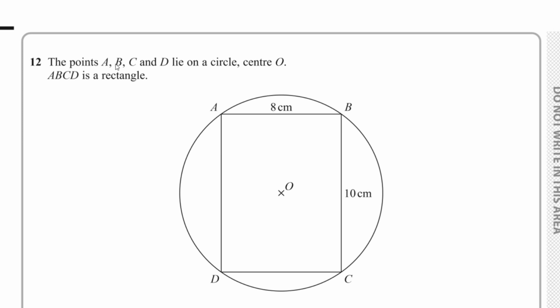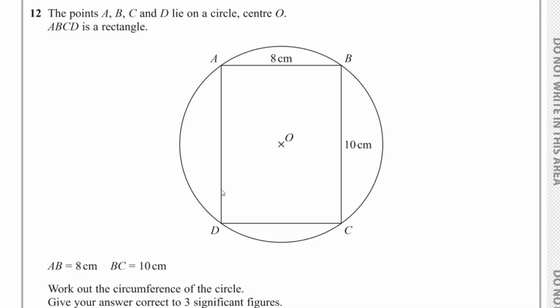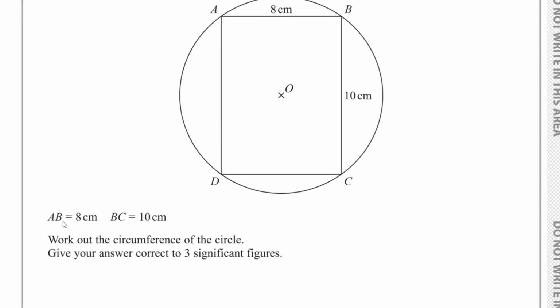Question number 12, the points A, B, C and D lie on a circle with centre O. A, B, C, D is a rectangle, as we see here. AB is equal to 8 centimeters and BC is equal to 10 centimeters. We have to work out the circumference of the circle, give your answer correct to 3 significant figures.